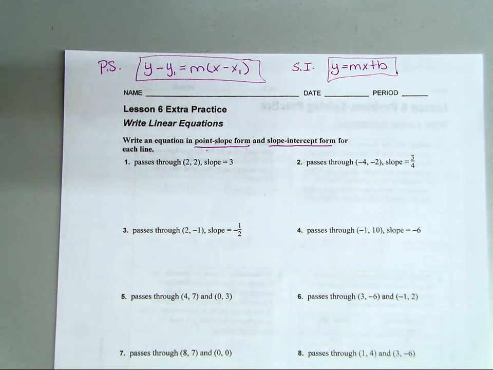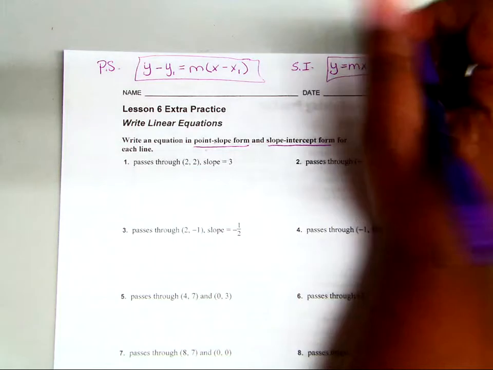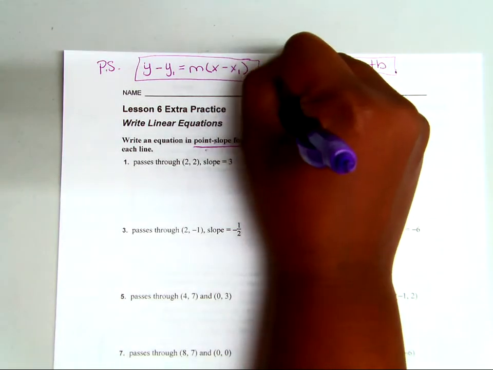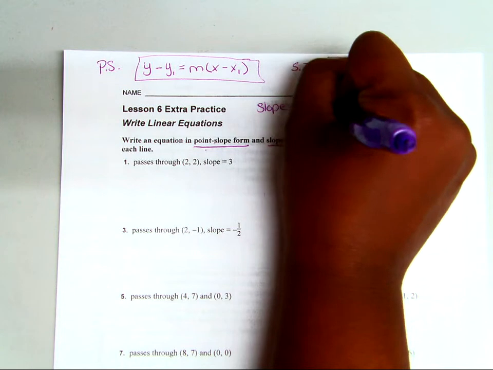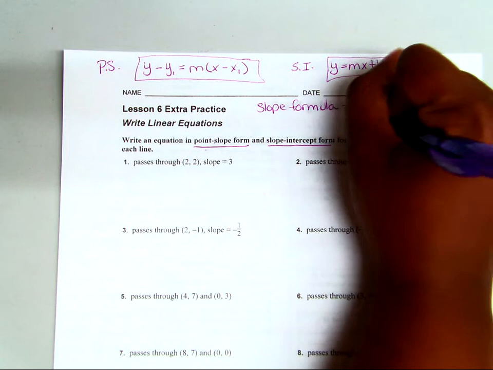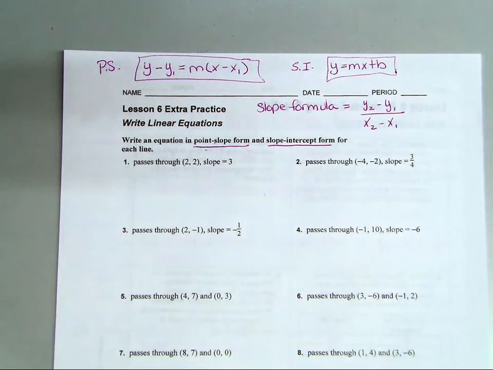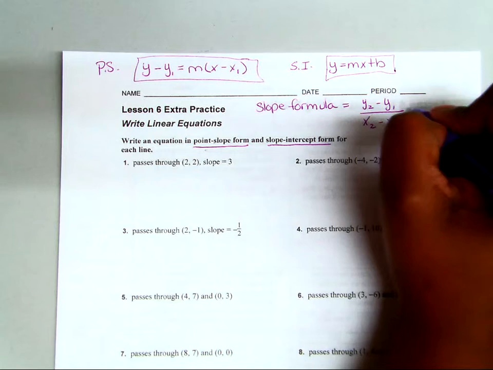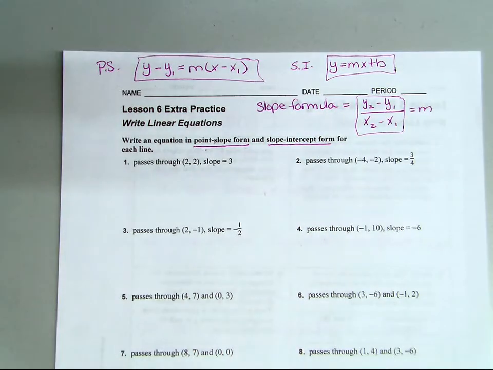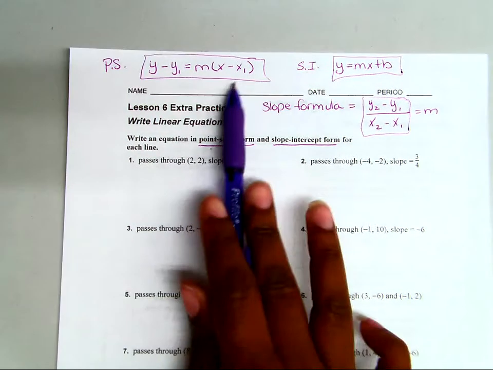Other equations I may have to use, I'm going to need to know my slope sometimes. Slope formula equals Y2 minus Y1 over X2 minus X1. Bam. That equals M. Those are the three formulas I need in order to complete this side of the homework. Okay? Your goal is just to write it in these two forms.